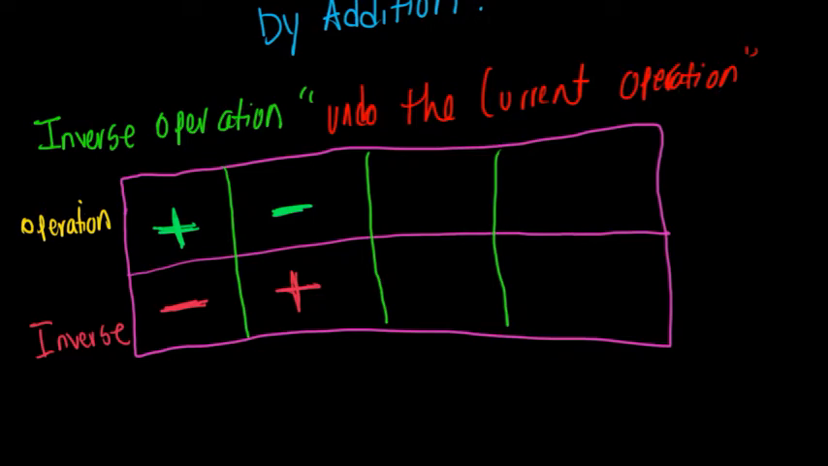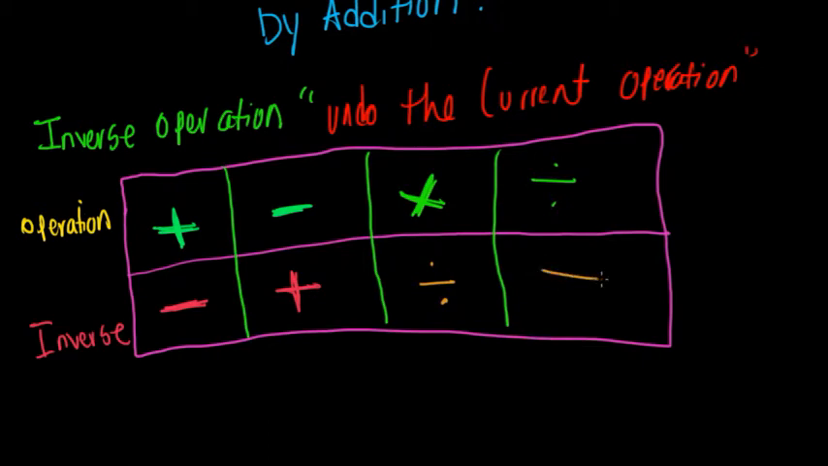Now, let's say we have multiplication. What could the inverse of multiplication be? Well, it's obviously going to be division, because if something's multiplied, we'll divide by it in order to isolate that variable. And you'll see that in these linear equations that we'll be solving soon. Let's say we have division. What is the inverse of division? Well, obviously it's multiplication.